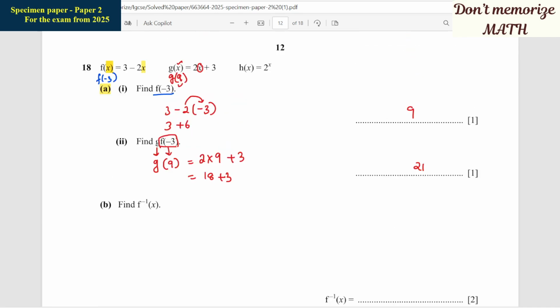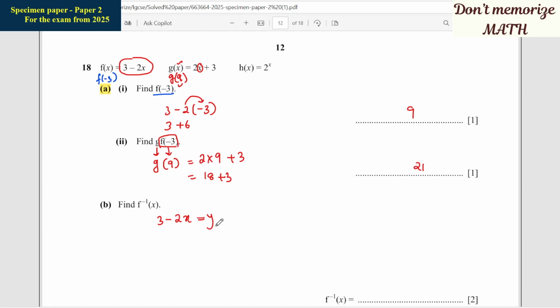So the next one is find f inverse of x. To find the inverse there are so many methods. What method I prefer, I will show you. We are finding the inverse of function f, right? So whatever we have in the function, that is 3 minus 2x, we will take it as equal to y. Then rearrange and change the subject to x. Write it as x is equal to.